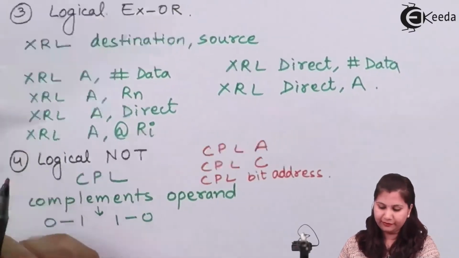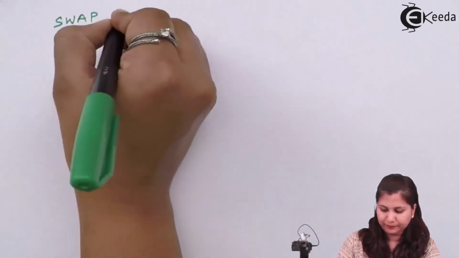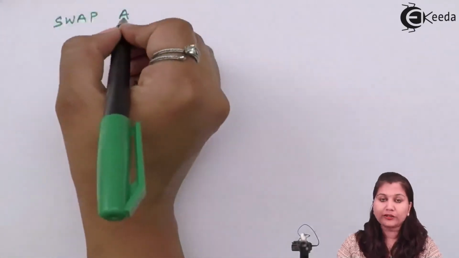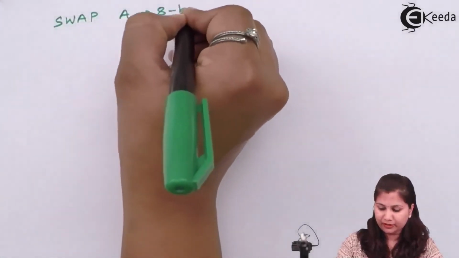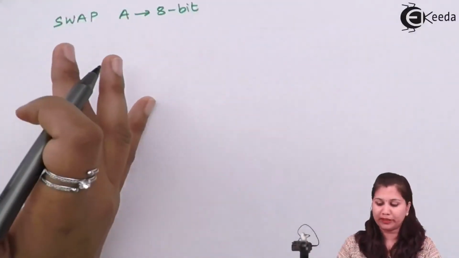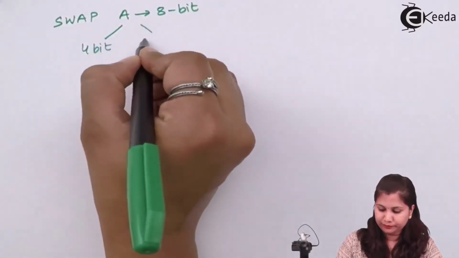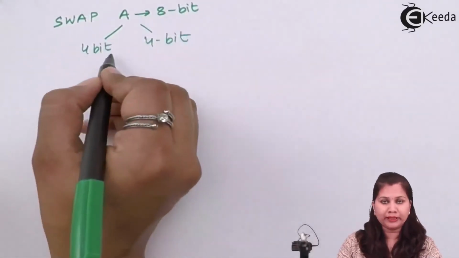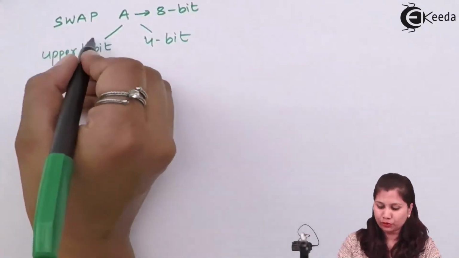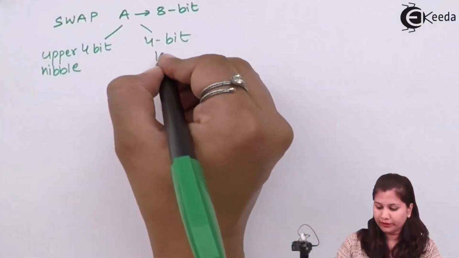Next instruction we have is SWAP A. Swap means you have to exchange. The accumulator is an 8-bit register, and it can be divided into two parts of 4 bits each. A collection of 4 bits is called a nibble, so the upper 4 bits are called the upper nibble and the lower 4 bits are called the lower nibble.